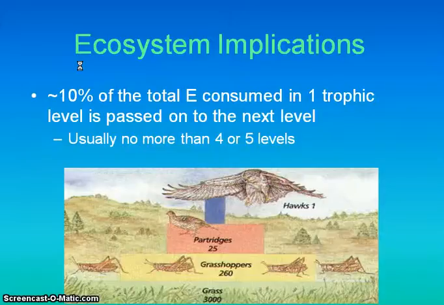Some implications on the ecosystem: only about 10% of the total energy consumed in one trophic level gets passed on to the next level. So that's why you generally don't have more than 4 or 5 levels. There's simply not enough energy to support higher levels. So for instance, say we had 100 grams of material down here, in the next level, you'd only get 10 grams. In the next, you'd only get 1. In the next, you'd only get a tenth. So you're greatly reducing your amount of energy each level that you go higher.